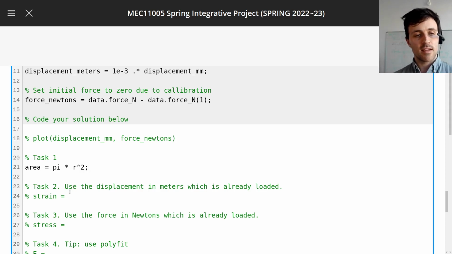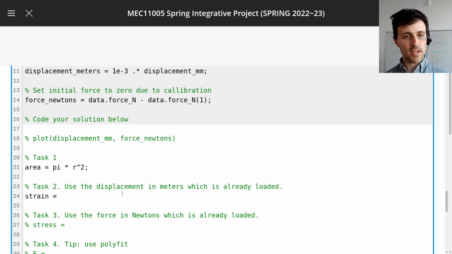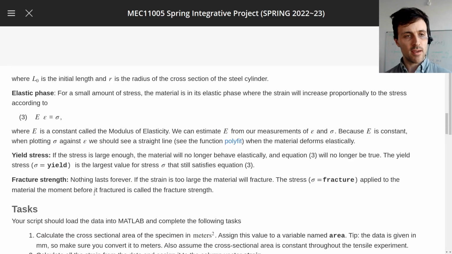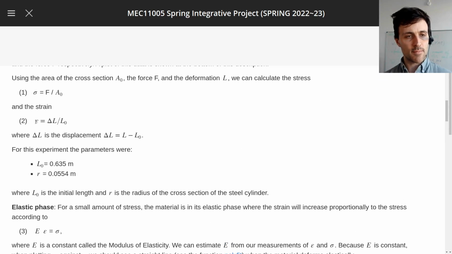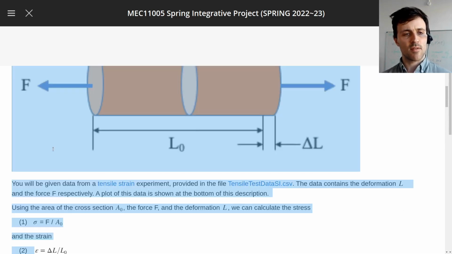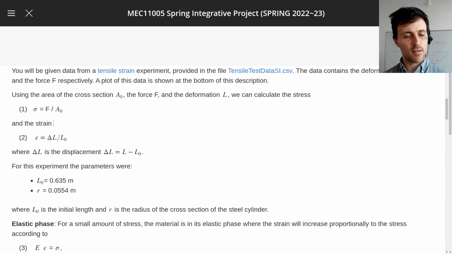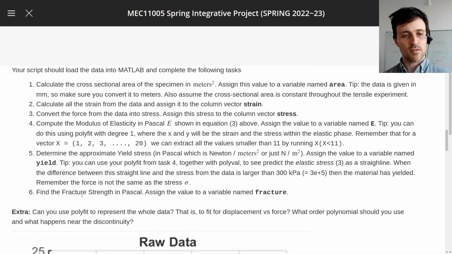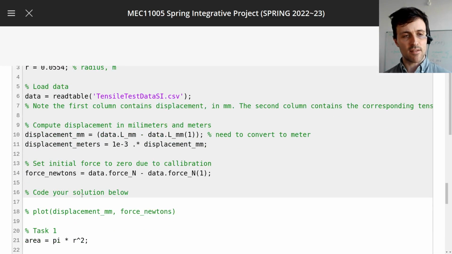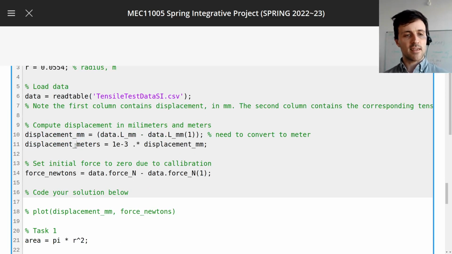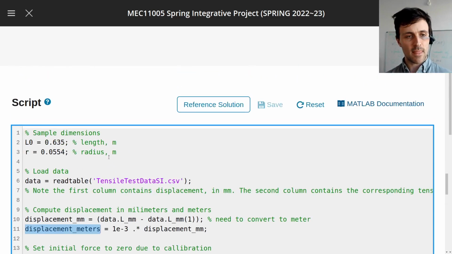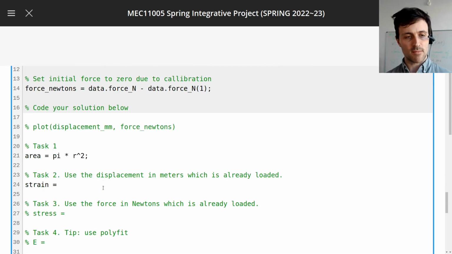All right, next let's consider doing the strain. What does strain mean? We can go and read up here. Strain is epsilon, so it's the change in length divided by the initial length. Okay, so it might take a while to understand how the data is written, but there's already loaded for you here the displacement, the change in length given in meters. And here is the initial length of the specimen.